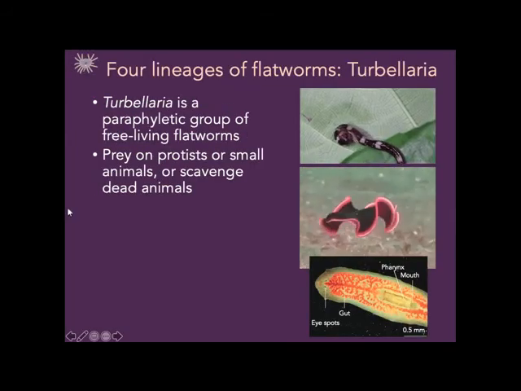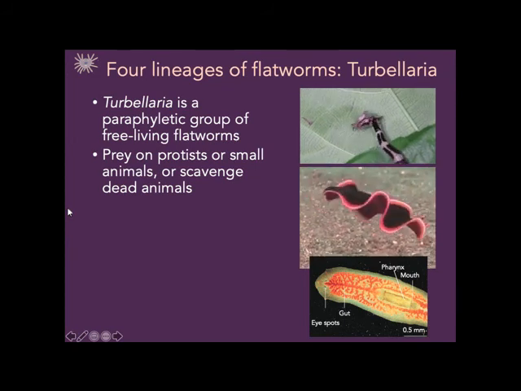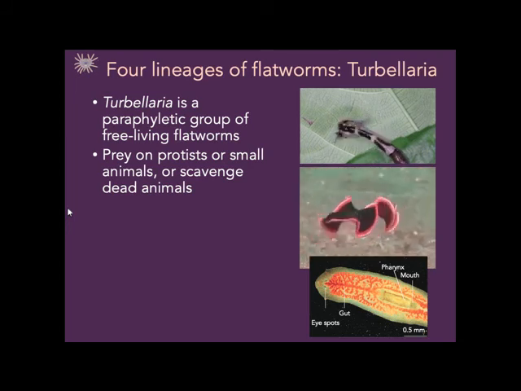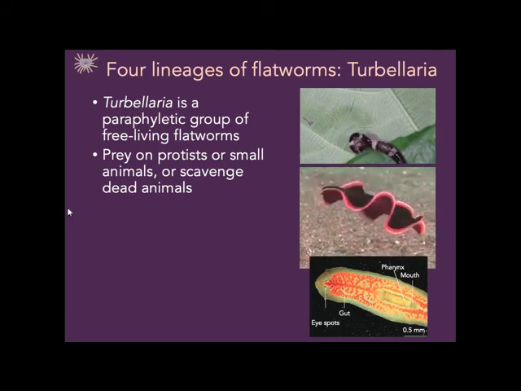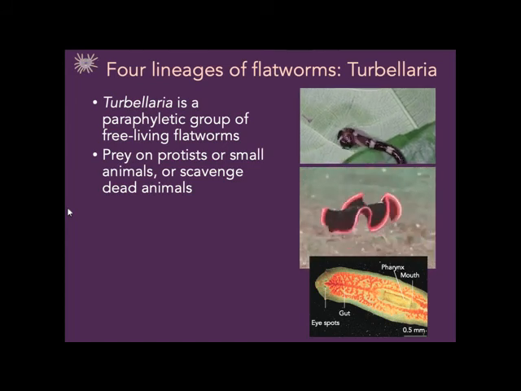So there are four major lineages of flatworms. And the first one we'll call Turbellaria. This is an older name for a group of flatworms. We no longer think that Turbellaria is a monophyletic group. We in fact know that it is a paraphyletic group.